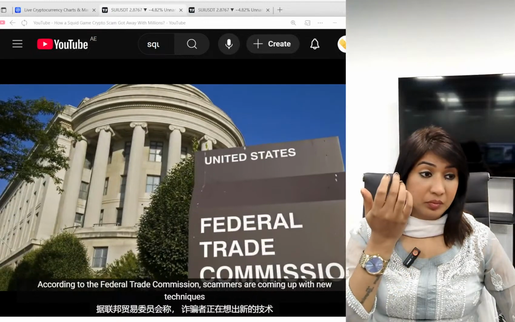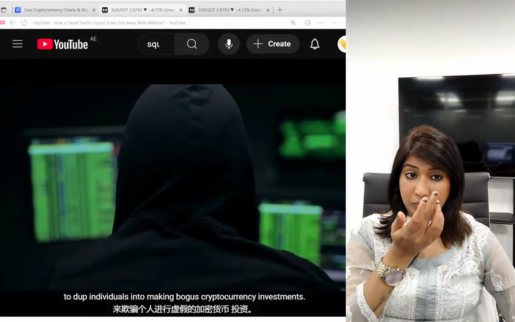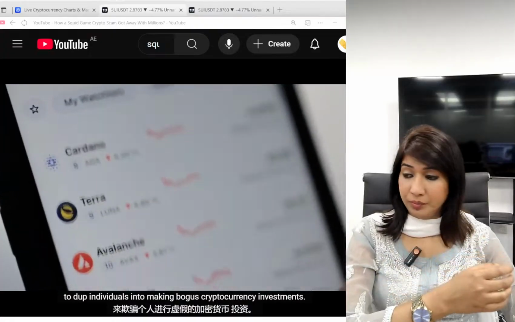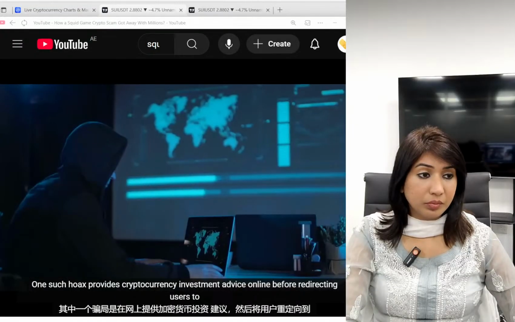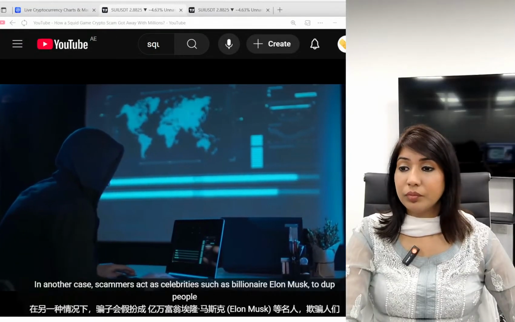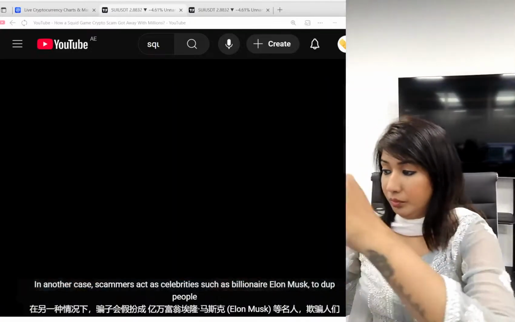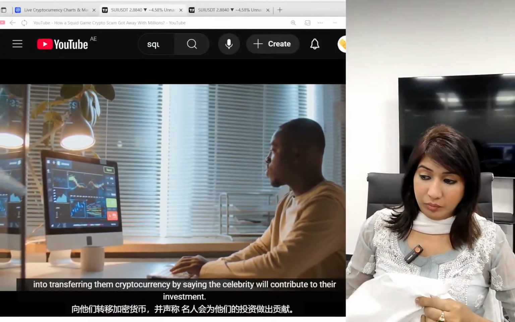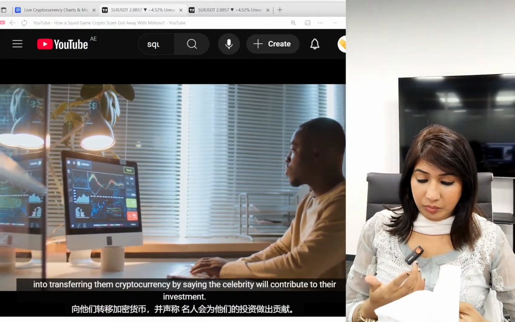According to the Federal Trade Commission, scammers are coming up with new techniques to dupe individuals into making bogus cryptocurrency investments. One such hoax provides cryptocurrency investment advice online before redirecting users to fake websites. In another case, scammers act as celebrities, such as billionaire Elon Musk, to dupe people into transferring them cryptocurrency by saying the celebrity will contribute to their investment.